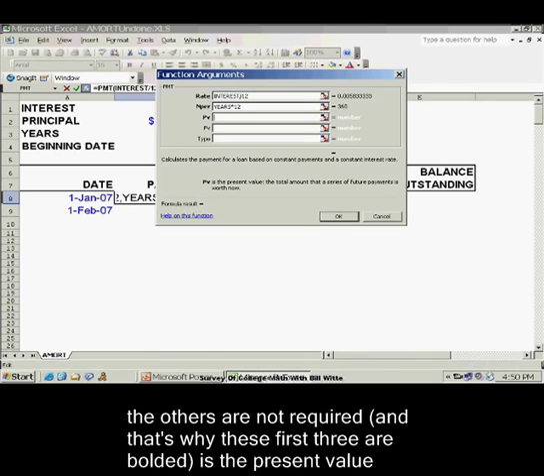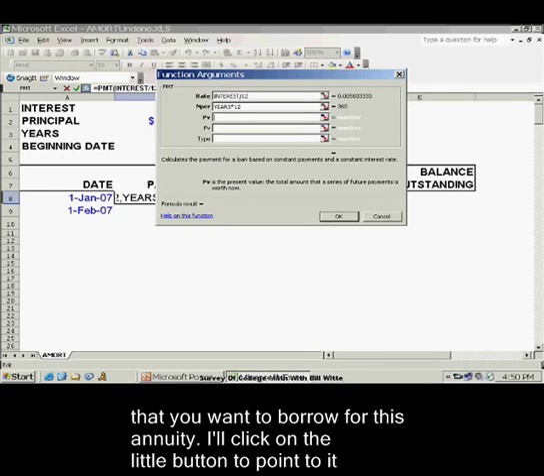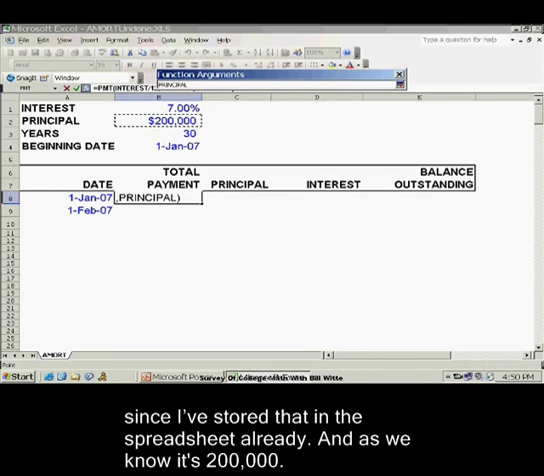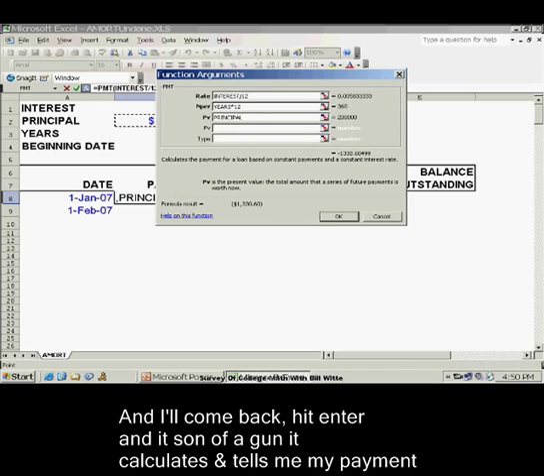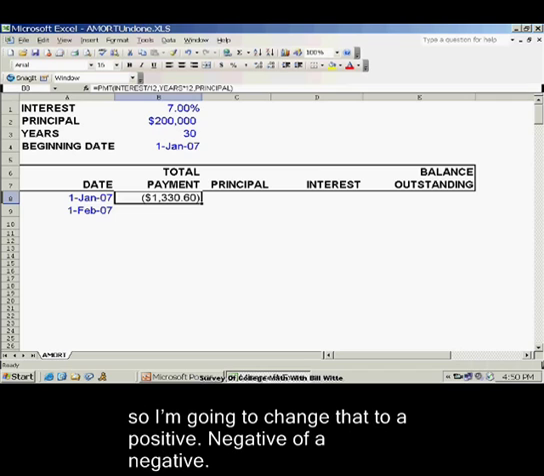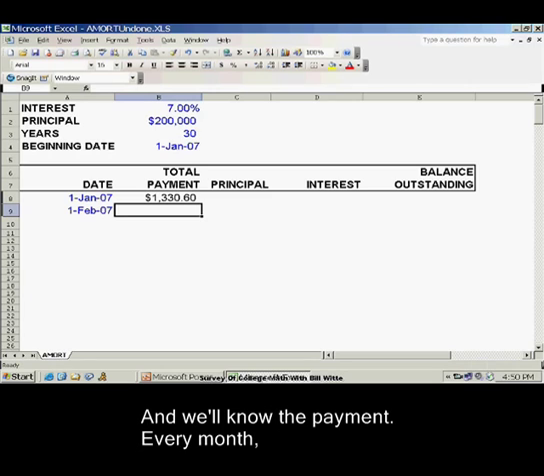Next is the present value, what you want to borrow for this annuity. I'll click on it to point to it because I put it in the spreadsheet already, and as we know, that is $200,000. As it tells me, my payment comes out negative, and I don't want to confuse you, so I'm going to change that to a positive.